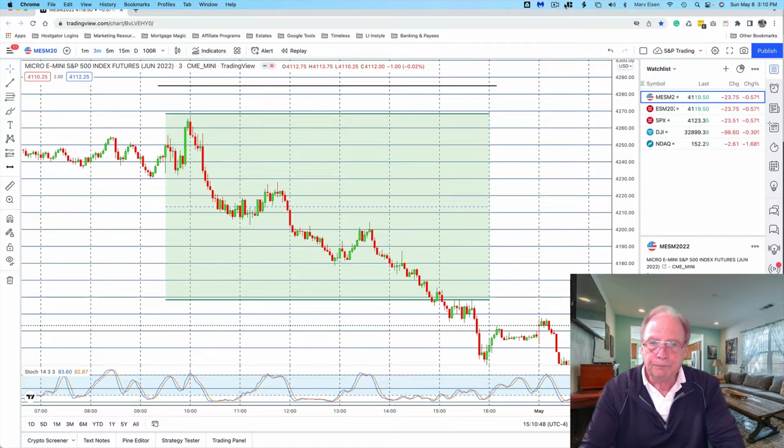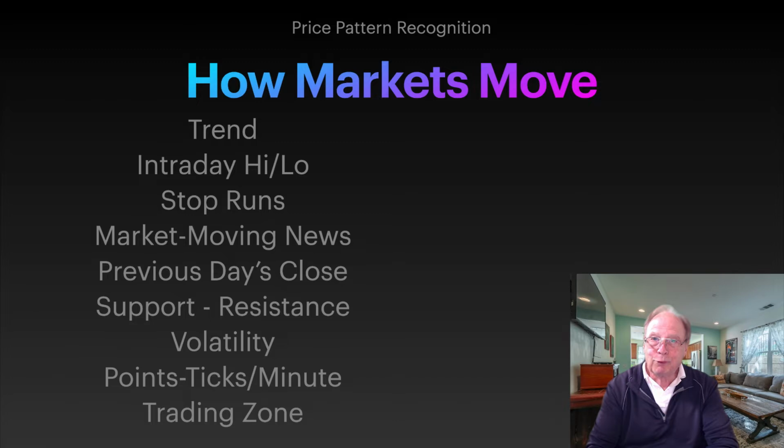In this chart, you see a price pattern that most of you are going to recognize as a trend. Now, why do you recognize this as a trend? Because it's a pattern you've seen previously, in the past. Price pattern recognition will, to a large degree, give you the ability to discern future price action.